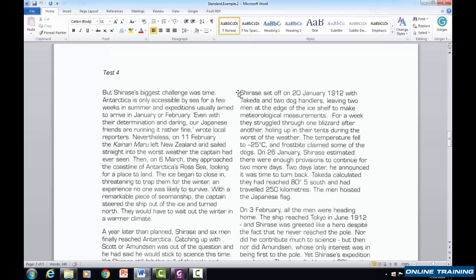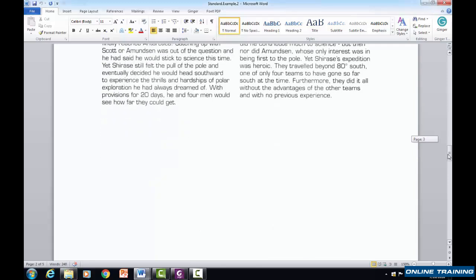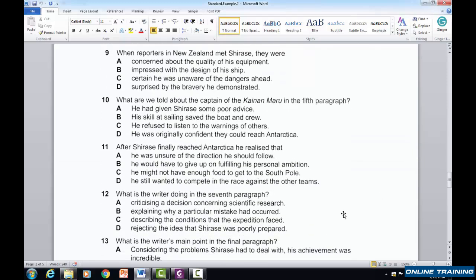So it says, for a week they struggled through one blizzard after another, holding up in their tents during the worst of weather. The temperature fell by 25 degrees. And so they're talking about the weather and the temperature dropping. So our correct answer here: criticizing a decision concerning scientific research, no. Explaining why a particular mistake had occurred, no mistake was mentioned. Describing the conditions that the expedition faced, C. Yes, because we can tell from the topic sentence that they're describing meteorological conditions.